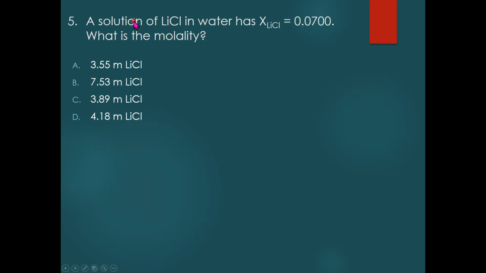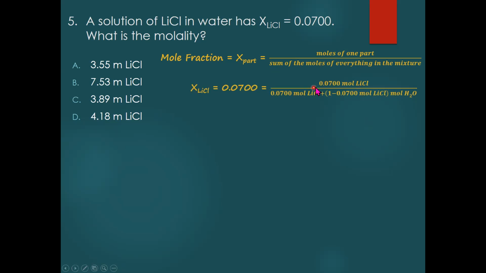Then in question 5, they're telling us that this solution of lithium chloride has a mole fraction of 0.07 lithium chloride, and they want to know the molality. So we're going to convert from mole fraction to molality. Mole fraction is moles of one part over the sum of everything. So to get the mole fraction to be 0.07, the bottom number has to add up to 1. The sum of the moles of the lithium chloride and the moles of the water have to add up to 1, so that when we divide the 0.07 by 1, we still get the 0.07 for the mole fraction.